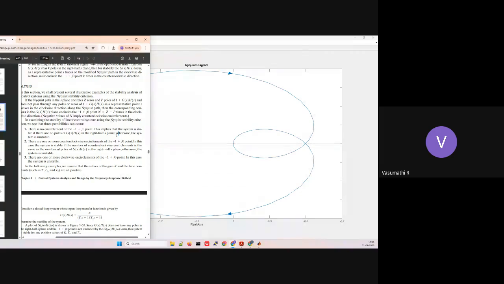So if you have a G of S for your system, just write it in terms of 1 plus G of S into H of S. For G of S into H of S, you will draw a Nyquist plot from omega equal to 0 to omega equal to infinity. You know the starting and ending point and which quadrant it is going to cross. So from that, you will know how many times it is going to encircle the -1 plus j0, right? So using that, we are going to find the stability. In the first point, if there is no encirclement of -1 plus j0, this implies that the system is stable if there are no poles of G of S in the right half of the s-plane.